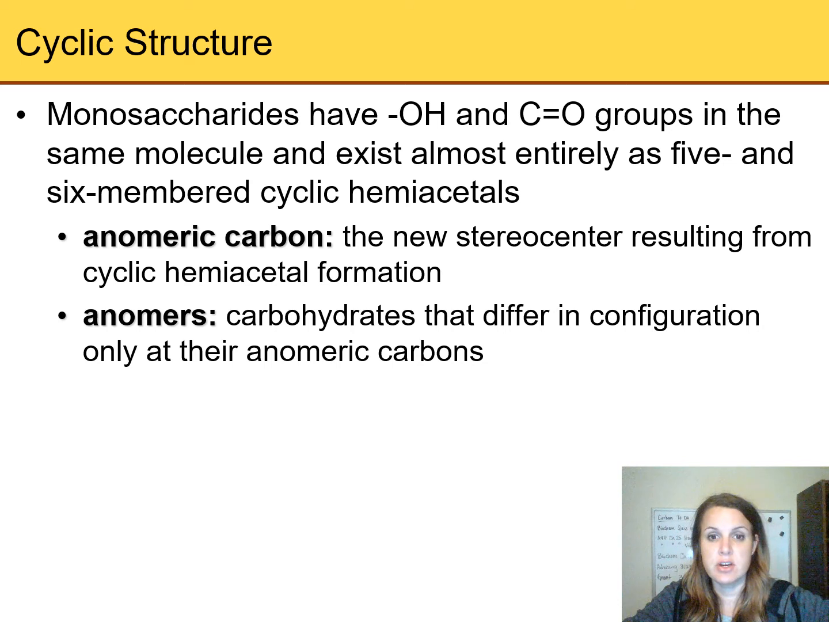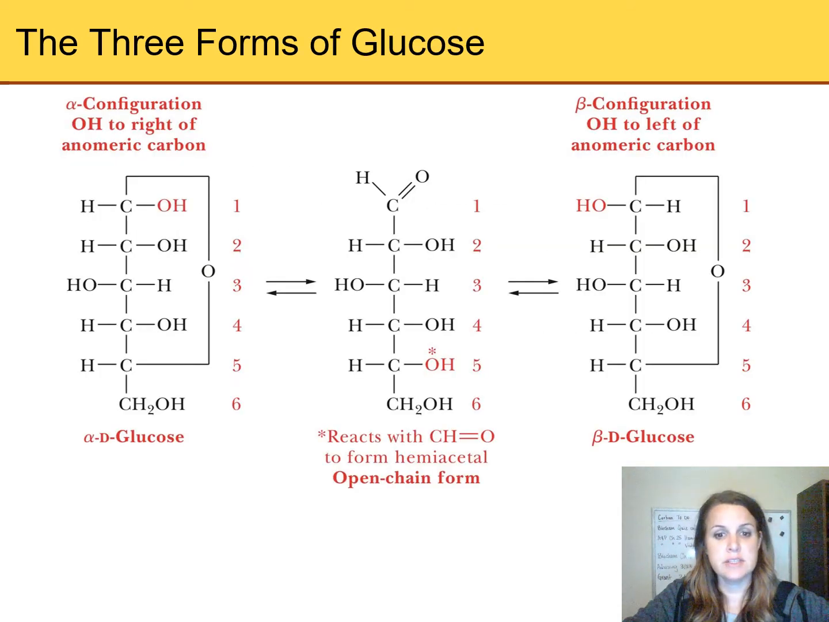So what is the anomeric carbon? It's a new stereocenter that is caused by the cyclization. And what are anomers? They're carbohydrates that differ only in their anomeric carbon. Let me explain this in more detail as we look at 3 different forms of glucose.